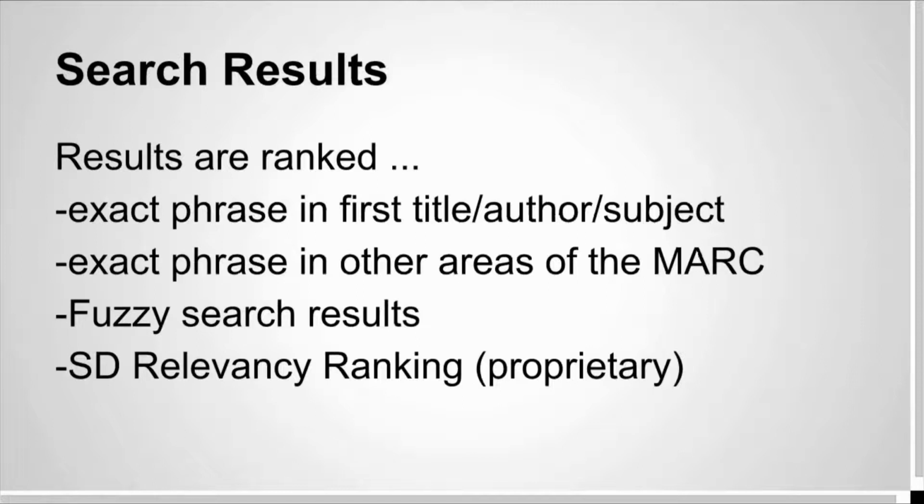Basically, Enterprise has a relevancy ranking. It's proprietary. We don't get to know all the details because that's how they make their money. But what we do know is that exact phrases in the first title, so the 245 field, the author and the subject are ranked higher in general than exact words matching in other areas of the MARC record.